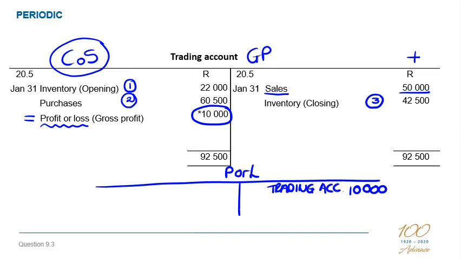You will recall that for the perpetual inventory system, we also had a gross profit of 10,000 Rand.